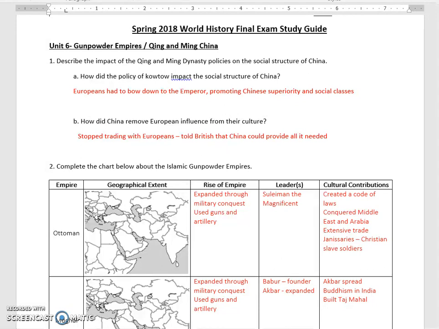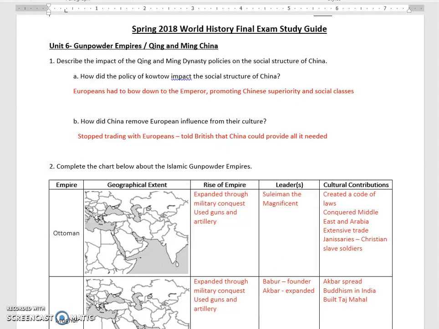So during these time periods, we have the policy of kowtow. Kowtow, of course, is where Europeans had to bow down to the emperor, promoting Chinese superiority. Basically, by bowing down, the Europeans were acknowledging that the Chinese were above them in China and supporting the Chinese social class system.